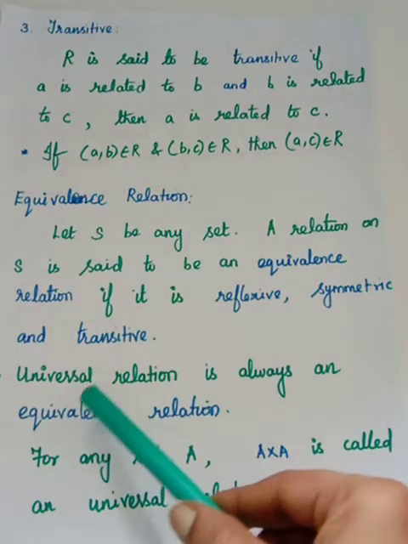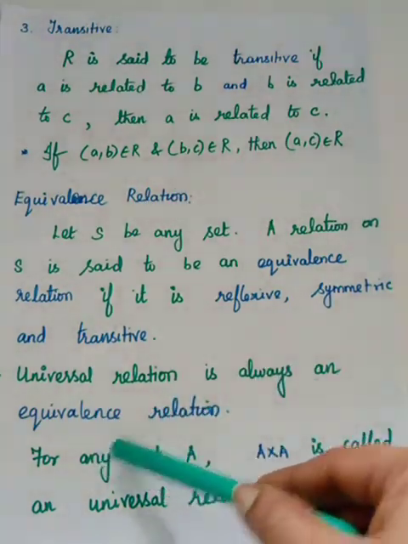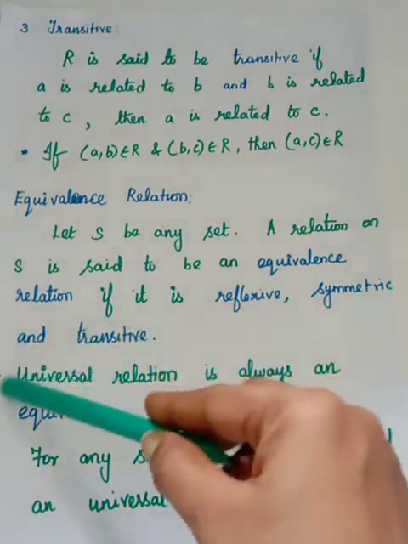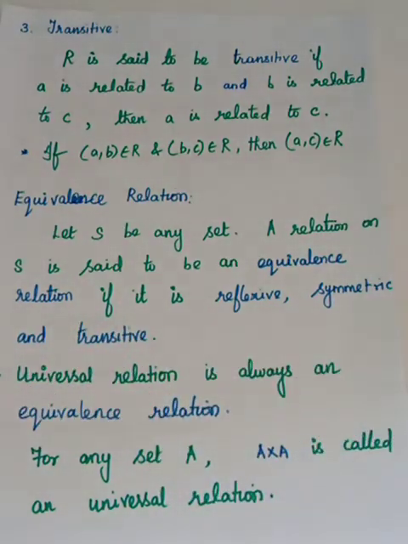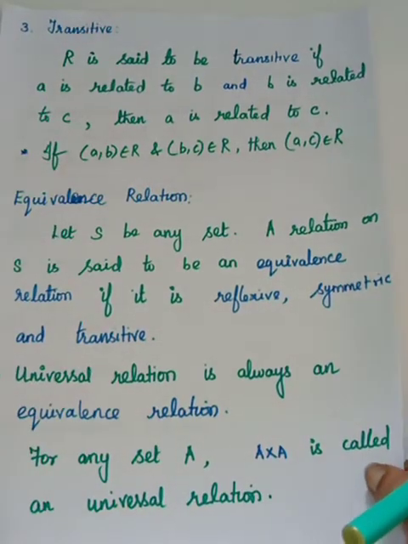Usually, the universal relation is always an equivalence relation. What is the universal relation? If you consider a set A, this A cross A is called the universal relation. This universal relation is an equivalence relation. So A cross A, if you consider it as a relation, it is a universal relation. That relation is reflexive, symmetric and transitive. So it is called the equivalence relation.